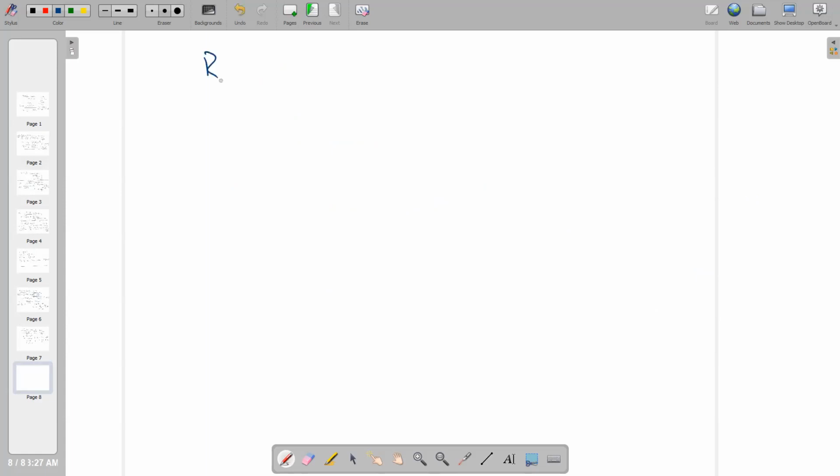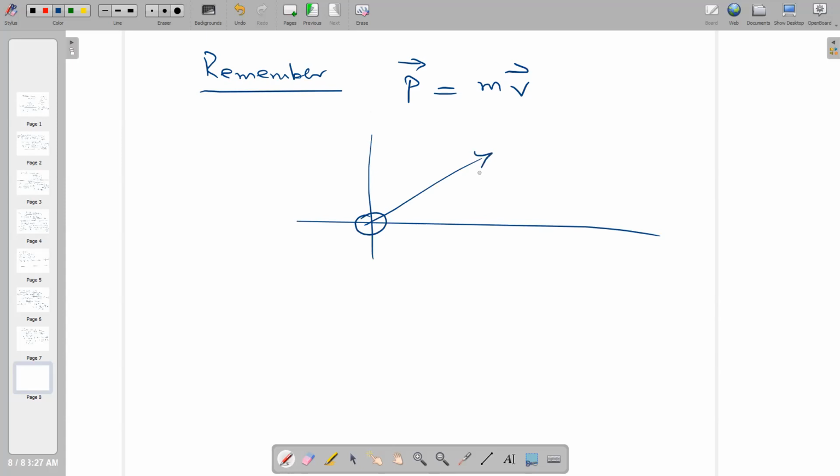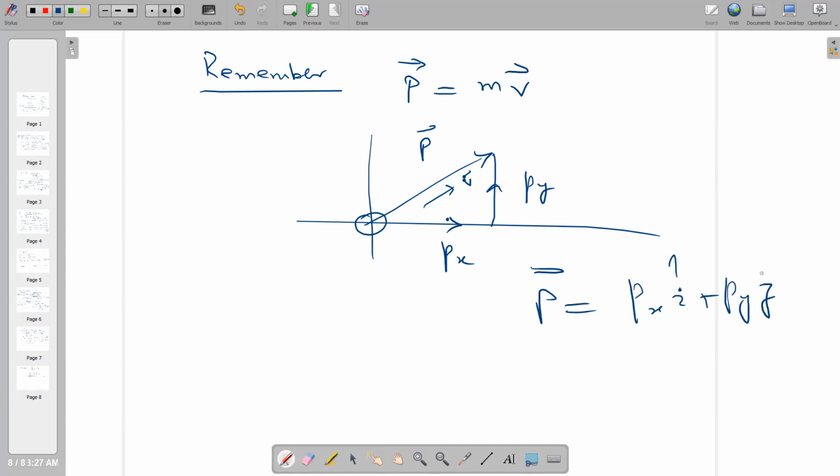One more thing that you should remember is that momentum is a vector quantity. It has the same direction as velocity. So if we have here the mass, the momentum direction is this one, the same as the direction of velocity. If you drop a perpendicular, then this will be your Py component and this will be your Px component. So momentum P is equal to Px i plus Py j. So remember, momentum is a vector quantity.